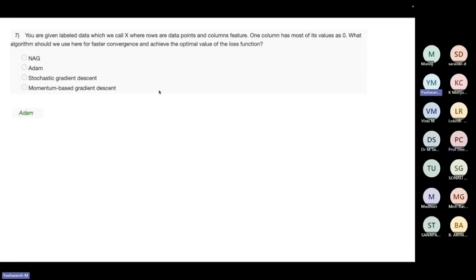Now you are given some data which we call X, where rows are data points and columns are features. And one column has most of its entries as 0. What algorithm should we use here for faster convergence and to achieve the optimal value of the loss function?